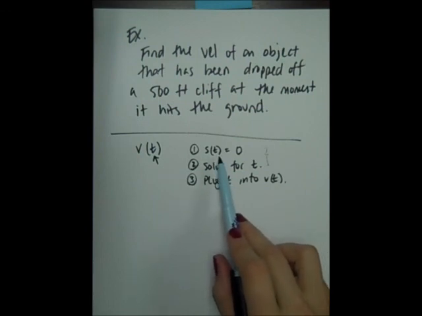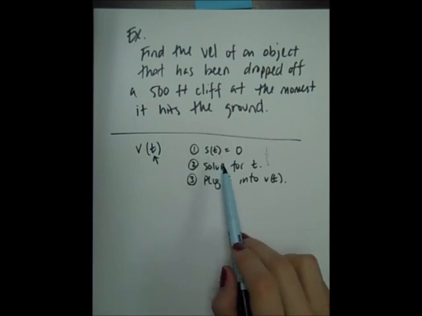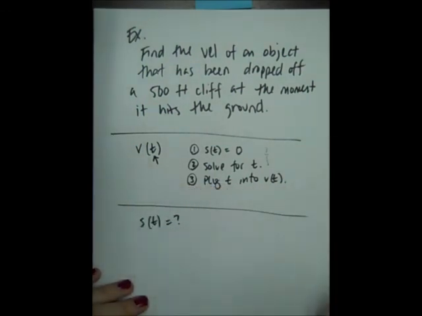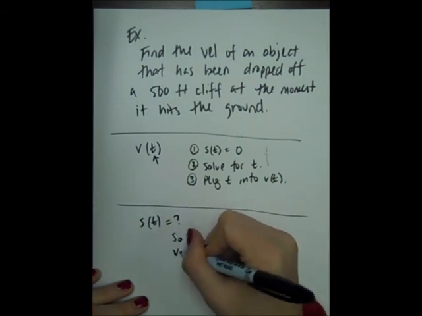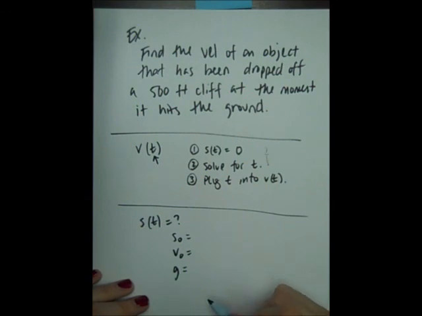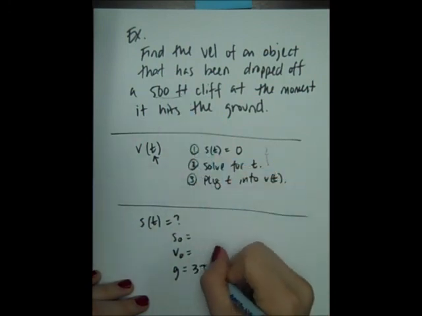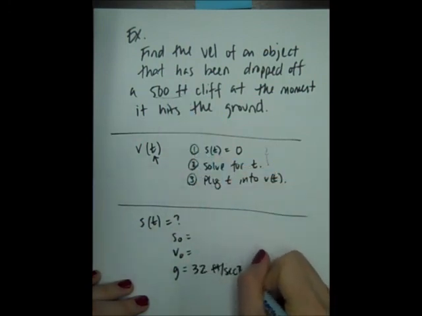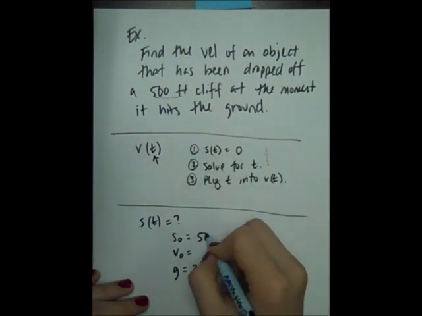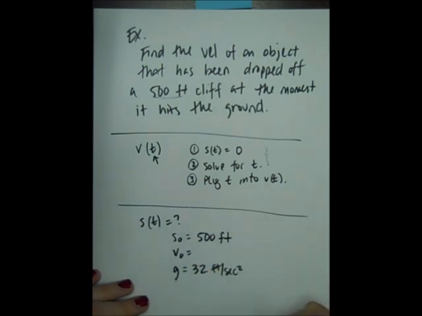First thing I want to do: when is s of t 0? Well, we don't have an equation for s of t, so I need to find it. Using Galileo's formula, I need to know what is s naught, what is v naught, and what is g. Let's start with g. g is either 9.8 or 32, depending on if my problem is in feet or meters. Here I have a 500-foot cliff, so this is going to be 32 feet per second squared. Next, what is my initial position or initial height? Well, my object is being dropped off a 500-foot cliff, so there's my initial height.